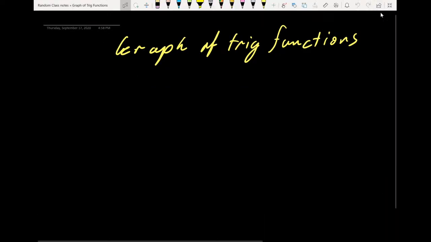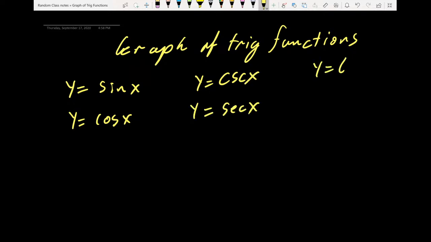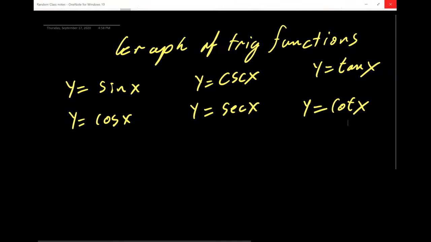So graph of trig functions. That's what we'll be looking at. Y'all ready? All right. What are some of the functions? Y equals sine of x. Y equals cosine of x. Then what else? Cosecant of x. Y equals secant of x. Y equals tangent of x. Y equals cotangent of x. Okay? So to graph them, we have to understand the basic things, and that's what we'll be looking at.